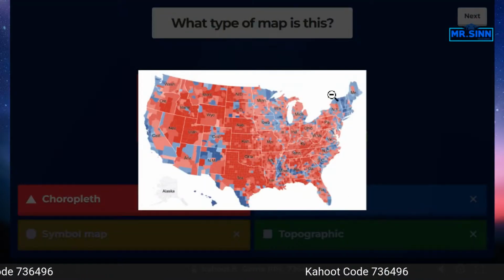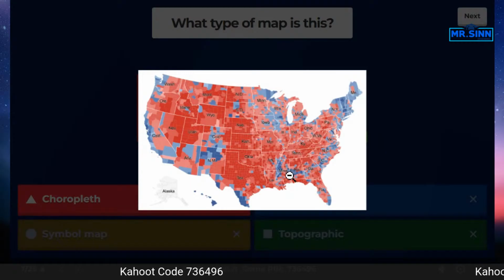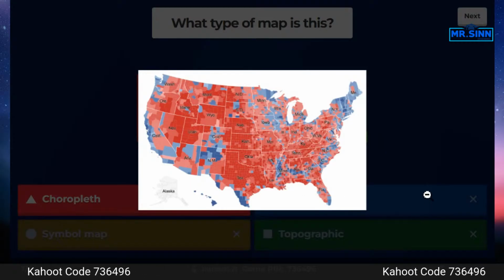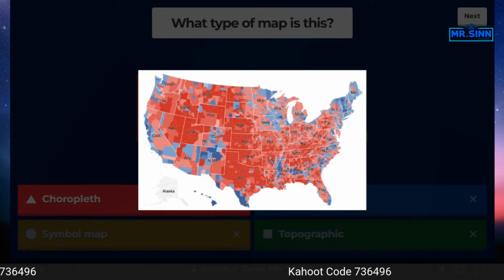Again, whenever we're looking at maps, make sure we pay attention to any of the data. Real quick, anyone know what is the scale and scale of analysis of this map? What is the scale and scale of analysis? What do we got?